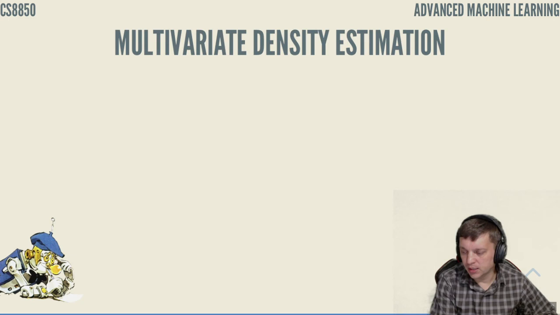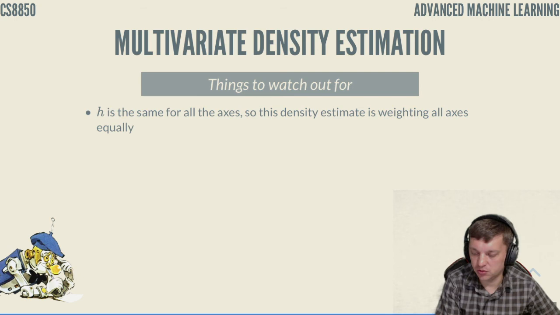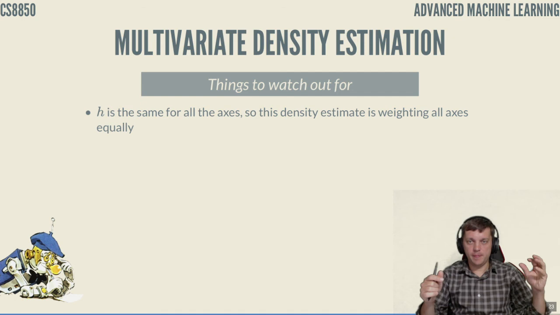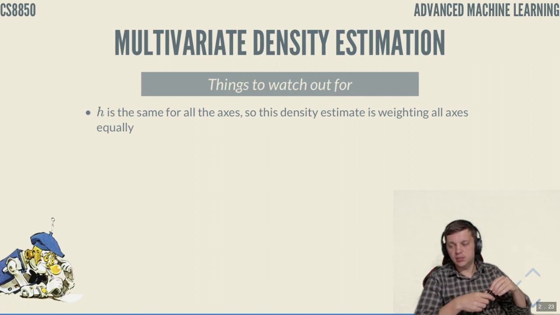So what do we do when we have multivariate densities? When you have multiple dimensions and use Parzen windows, for example, or a symmetric kernel, a radial basis kernel, then h is the same for all axes, so this density estimate is weighting all axes equally.